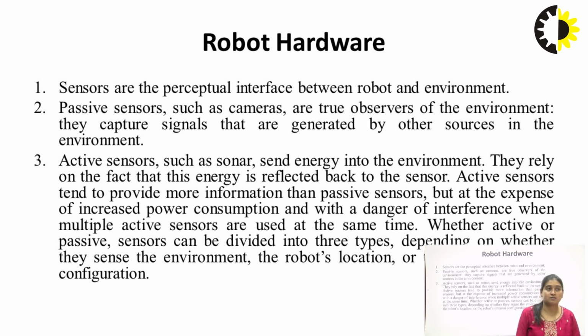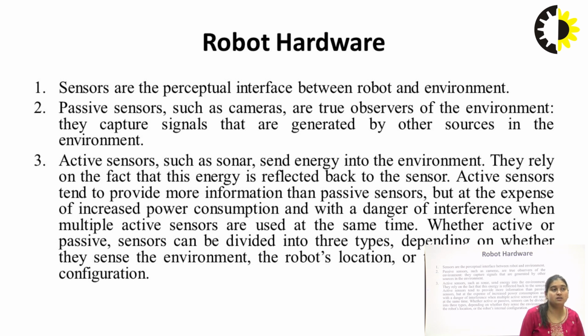And there are some passive sensors, for example, cameras. They're the true observers of the environment, and they capture the signals that are generated by the sources in the environment. Active sensors are there. So the sensors can also be divided into two categories. First is active sensor and second is passive sensor.